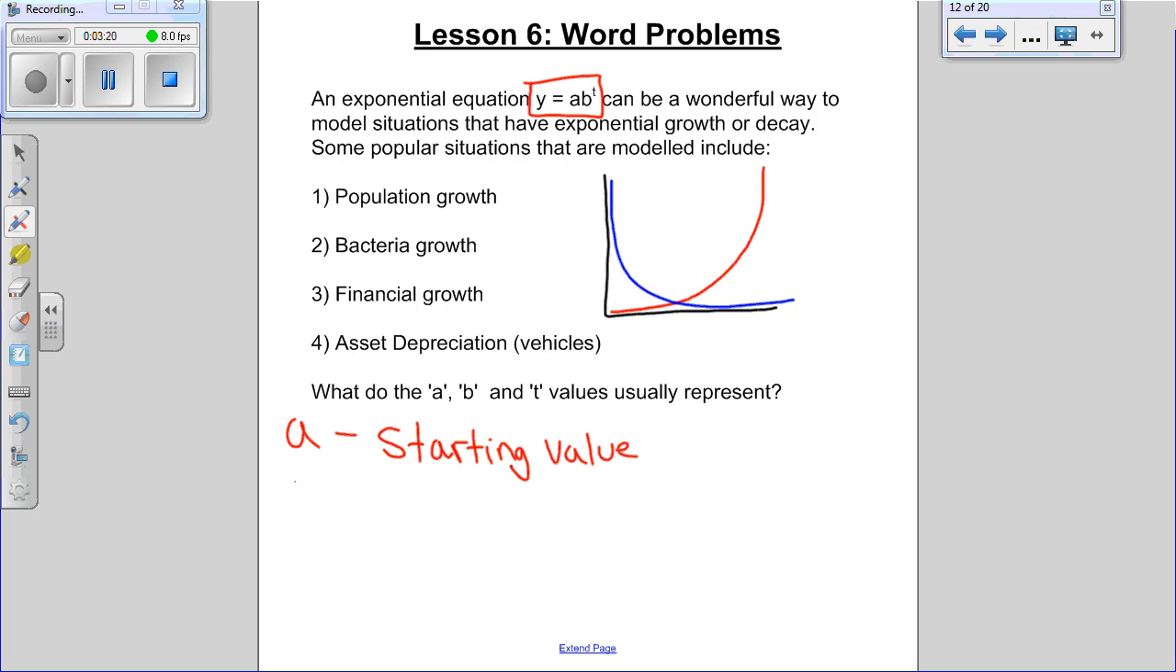And B is going to be your rate. So if you're increasing, so if you had a rate that was getting better, that rate would be greater than 1. But if you had something decaying, so it was becoming worth less, it would be less than 1. We're going to talk about that a lot. And T, we just call that time for now. We're going to have to talk a little bit about it. Sometimes the time's not as obvious as you think it would be.